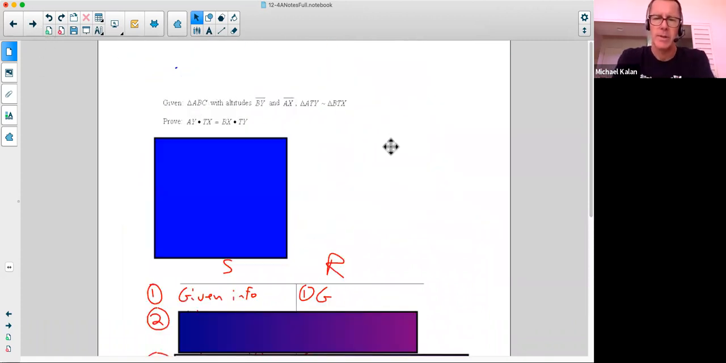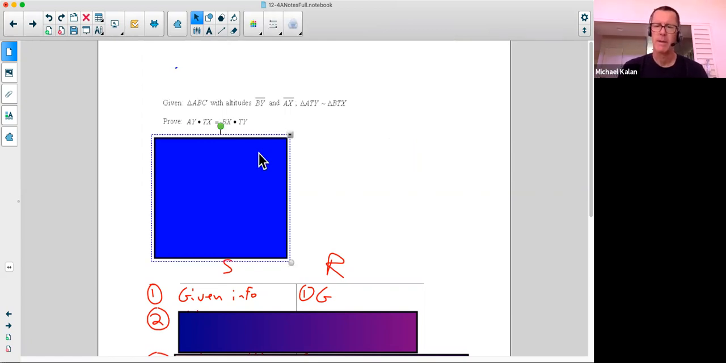We're given triangle ABC with altitudes BY and AX, and we have similar triangles there. You need to prove those cross products. So again, I would suggest writing out a proportion that would multiply to get you those cross products, perhaps to give you a better sense of what you need to do in order to make those last couple steps. So try that. Okay, I'm back and I'm going to uncover now.